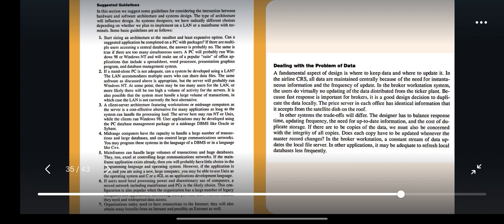If there are to be copies of the data, we must also be concerned with the integrity of all copies. Does each copy have to be updated whenever the master record changes? In the broker workstation, a constant stream of data updates the local file server. In other applications, it may be adequate to refresh the local database frequently.